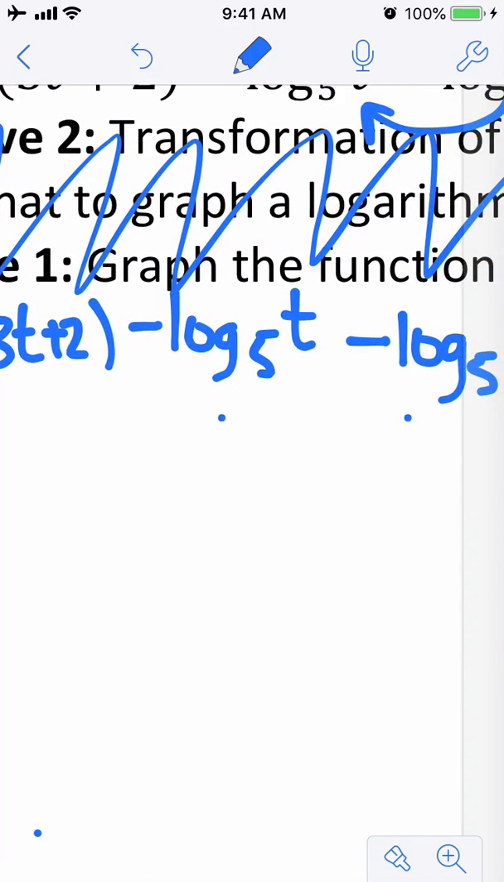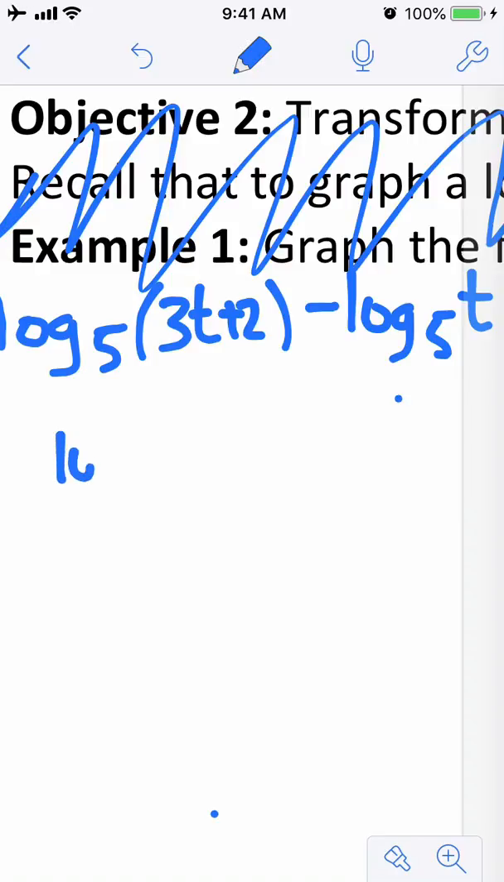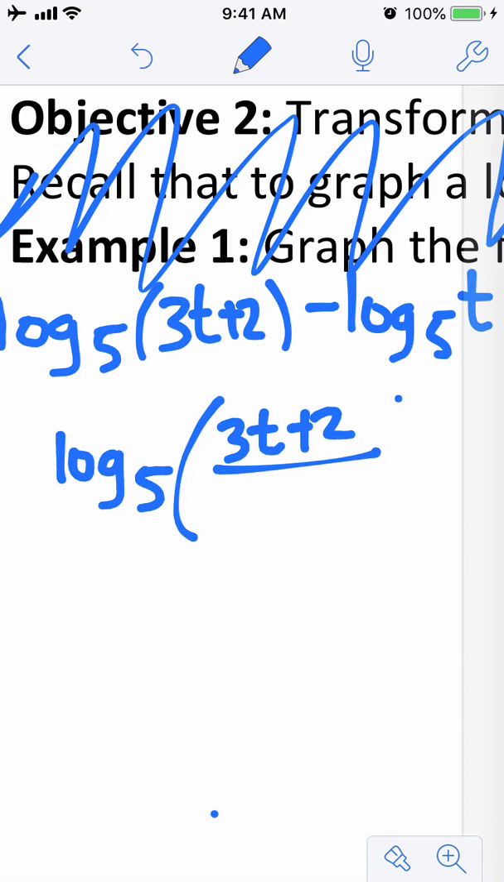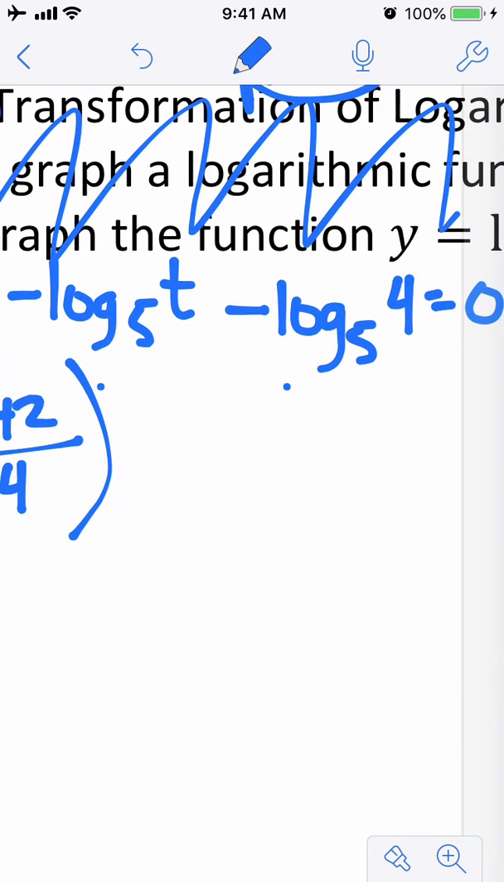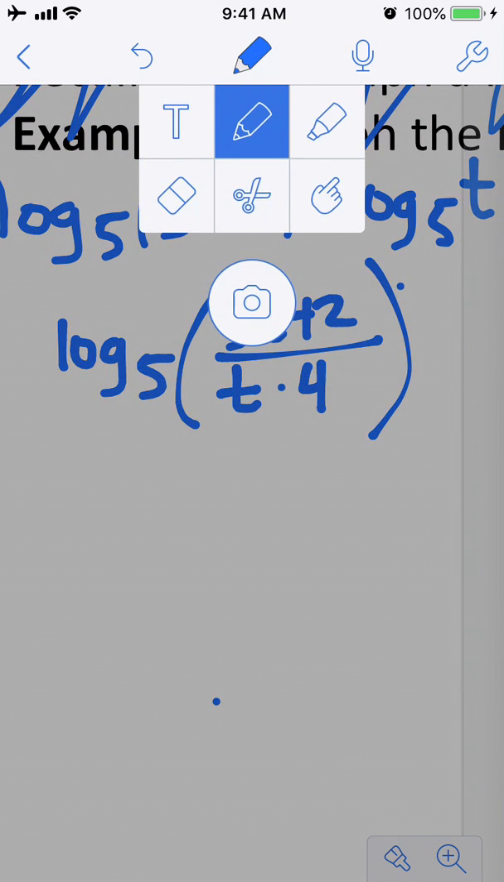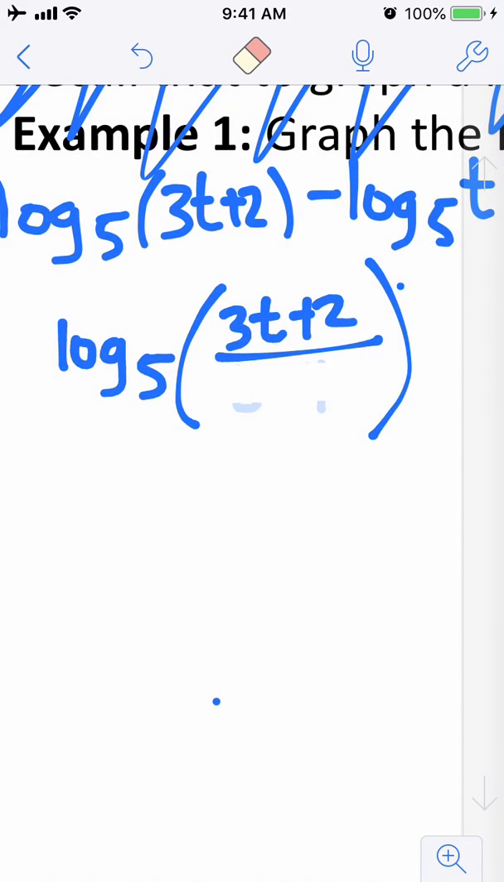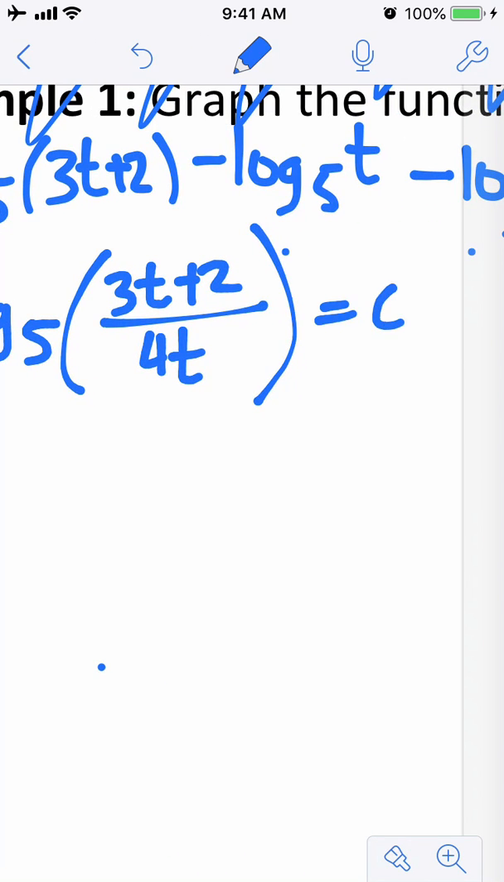All right, both of these are being subtracted. That means both of these apply to a quotient rule, so I end up with log 5 of 3t plus 2 over t times 4. Yes, it's times, even though they're both being subtracted. If I pulled out that negative, they would be adding log 5 of t plus log 5 of 4, so that would mean it would be t times 4, or 4t. That still equals 0.